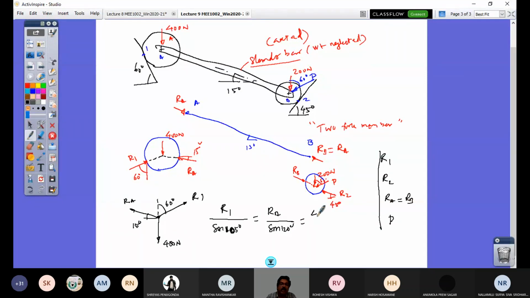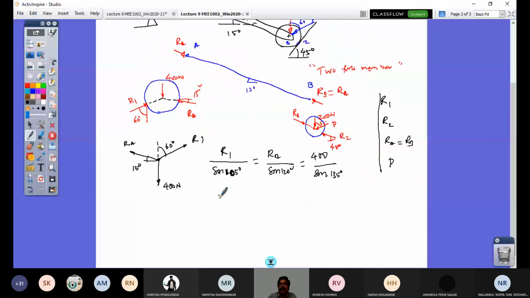So how much is this? 90 minus 15 here, 75, plus 60, so 135, sine 135. So this is what is to be put. The unknown R1 is 400 sine 105 degrees divided by sine 135 degrees, and RA is 400 sine 120 degrees divided by sine 135 degrees.